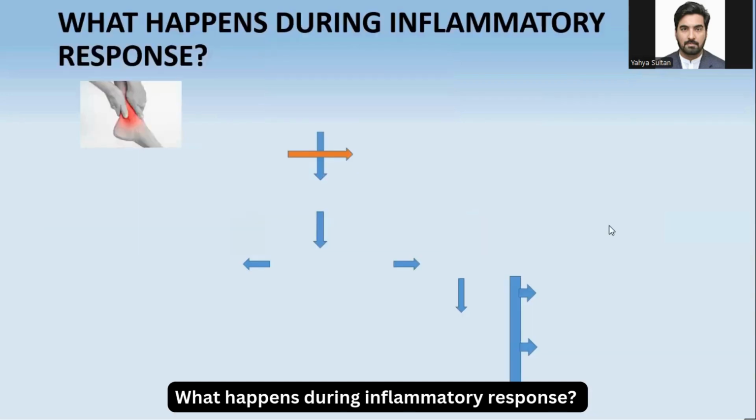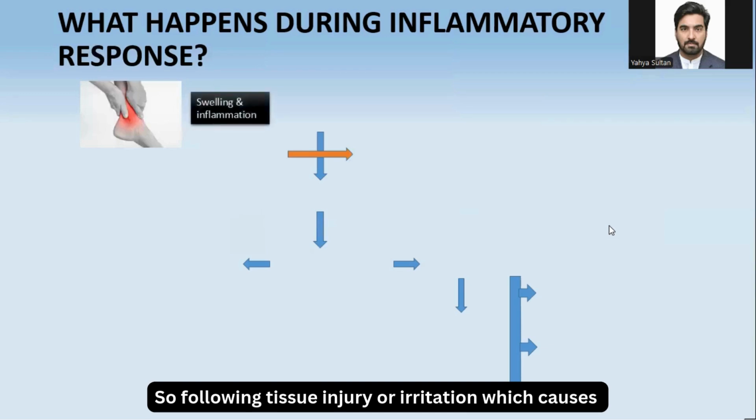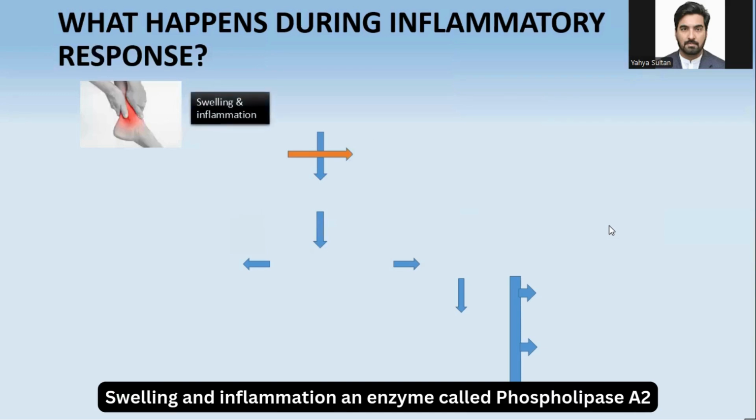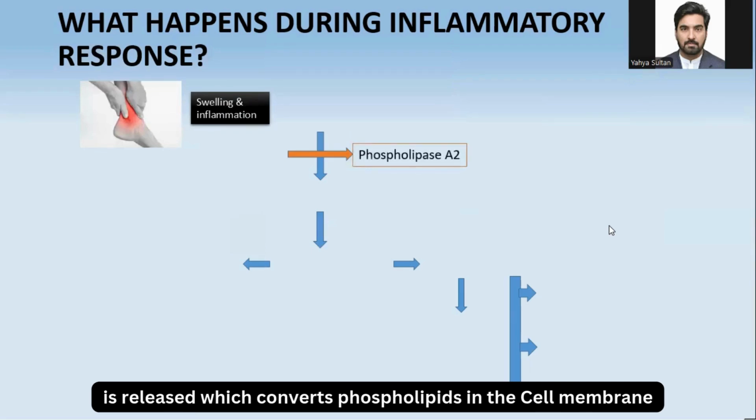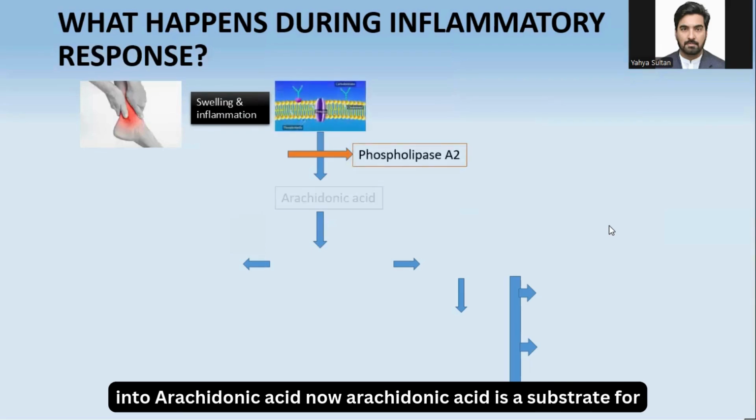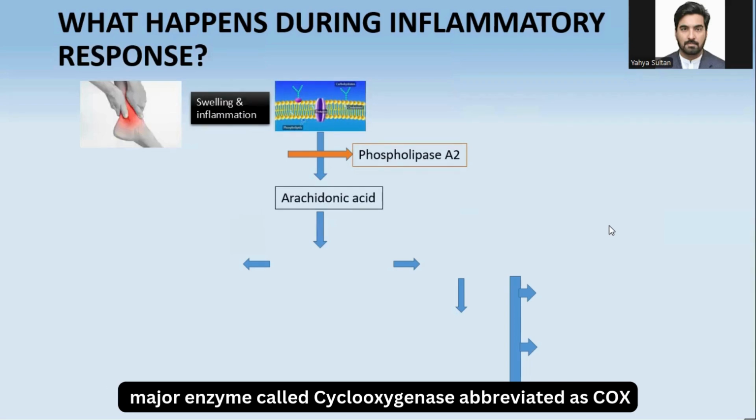Now, to understand how ibuprofen works, we first need to look at the pathway of inflammatory response. What happens during inflammatory response? So following tissue injury or irritation which causes swelling and inflammation, an enzyme called phospholipase A2 is released, which converts phospholipids in the cell membrane into arachidonic acid. Now, arachidonic acid is a substrate for major enzyme called cyclooxygenase, abbreviated as COX.